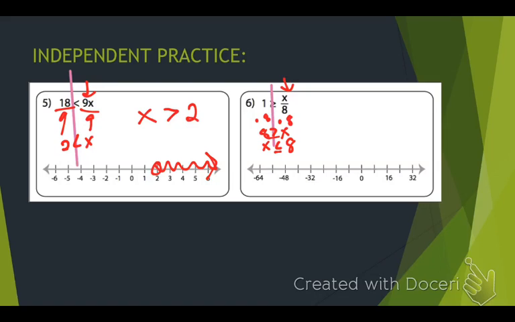Need to go ahead and find 8 on our number line, which happens to be here. It is a closed circle because it has an equal sign. And we're going to go to the left. Boom. Done. Congratulations. Those are your 2.